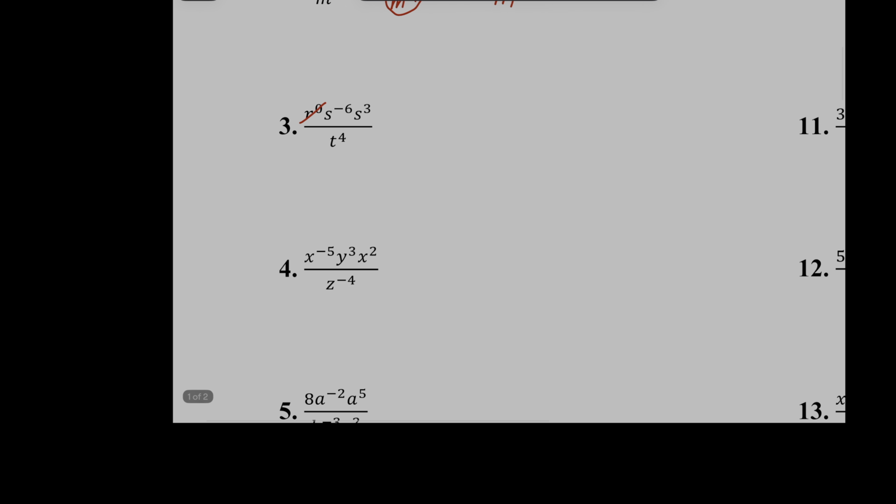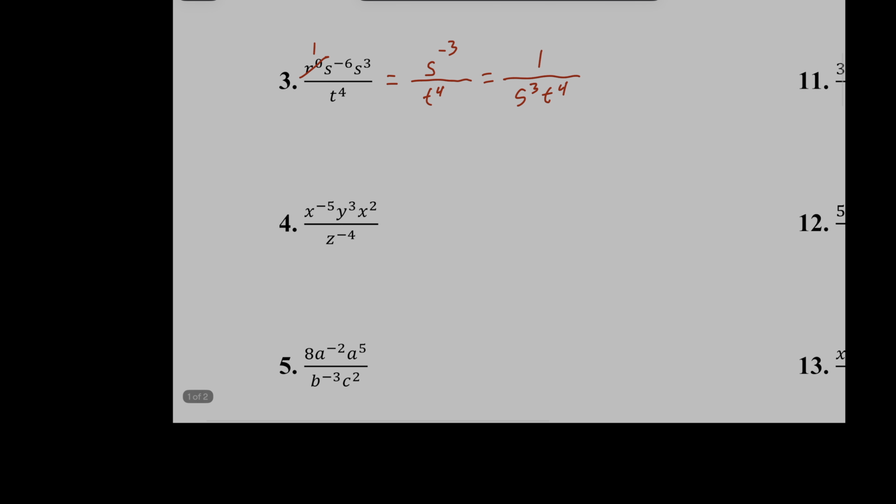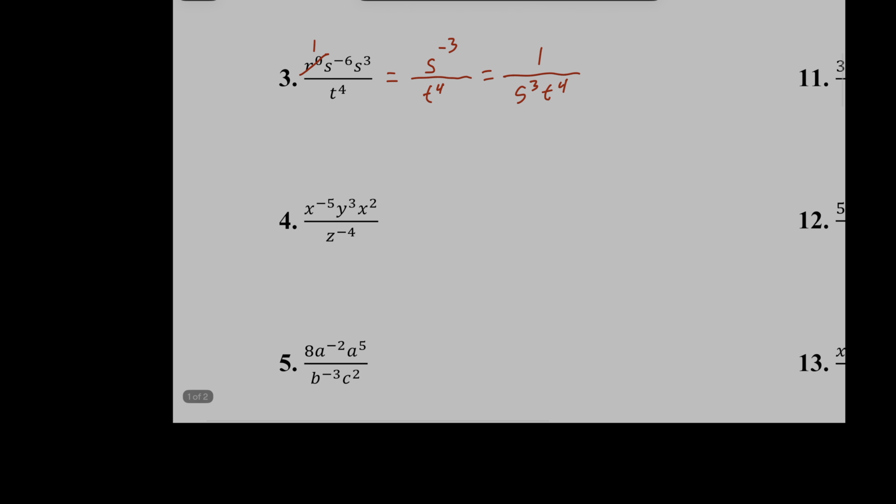r to the 0 is just a 1. Now, let's do the rest. I notice I have 2 s's on top, so let's go ahead and add them up. What's a negative 3 plus 3? Negative 3, t to the fourth. Now, we just got to flip that, and that'll be s to the third, t to the fourth. I have nothing on top, but you got to write a 1, okay? If you don't write a 1, then you don't know that that s cubed t to the fourth is going to be a denominator.